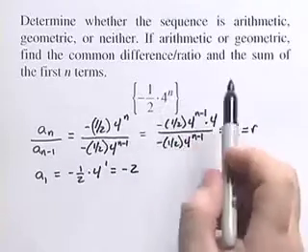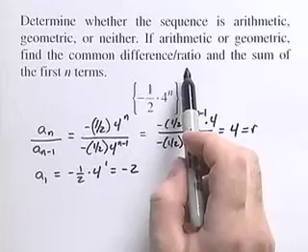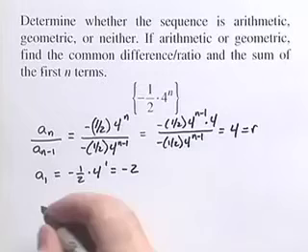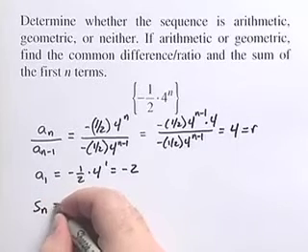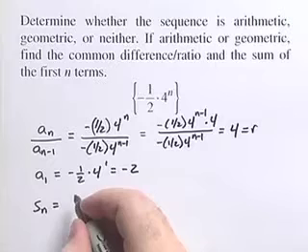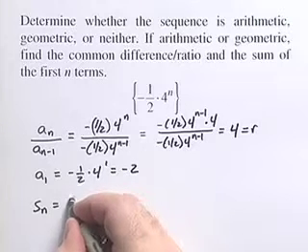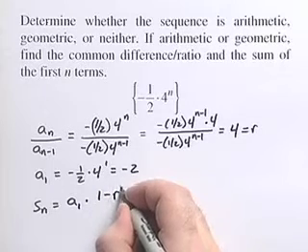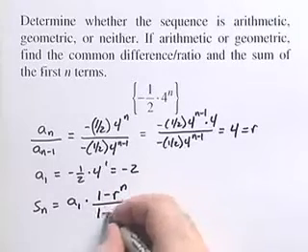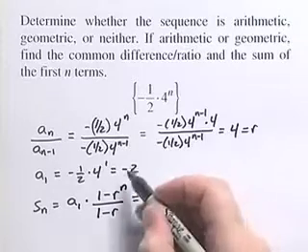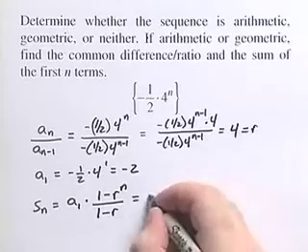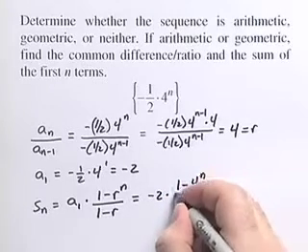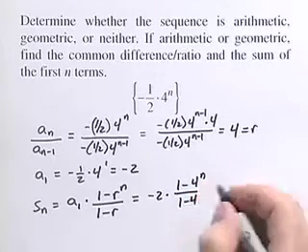We were asked in the problem to see if it's geometric, and if it is, to find the common ratio, which we did, r is 4, and then also the sum of the first n terms. So we'd like to find s sub n for this geometric sequence. For a geometric sequence, the sum of the first n terms is given by the first term times 1 minus the common ratio raised to the nth power divided by 1 minus that common ratio. We found the first term and we found r, so we'll have negative 2 times 1 minus 4 to the n divided by 1 minus 4.